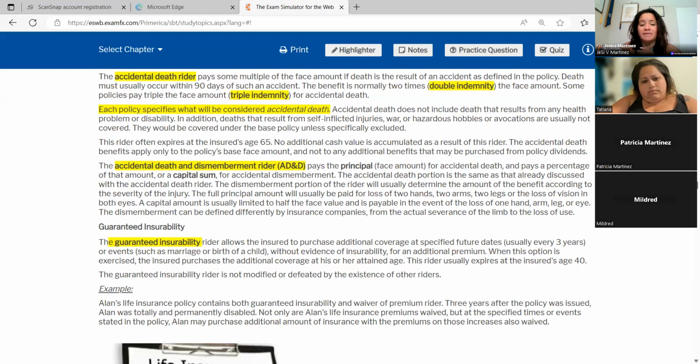Dismemberment can be defined differently by the insurance company, from the actual severance of the limb to the loss of use. So if you lose a finger, it's not going to pay out. But if you lose the whole hand, depending on what it says on your insurance, it might. Some insurance go as far as saying that it will only pay if it's your dominant hand. So if you happen to lose your left hand, it will not pay.